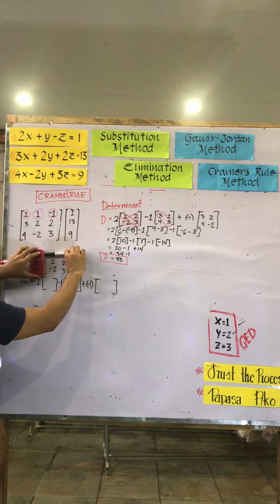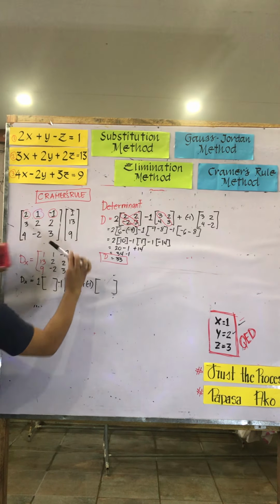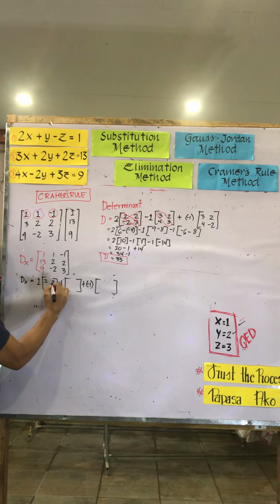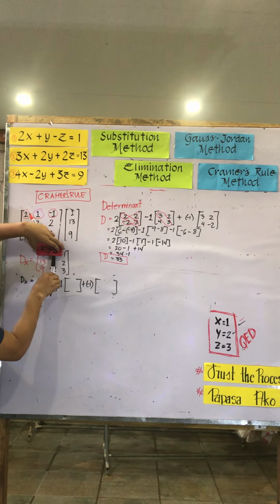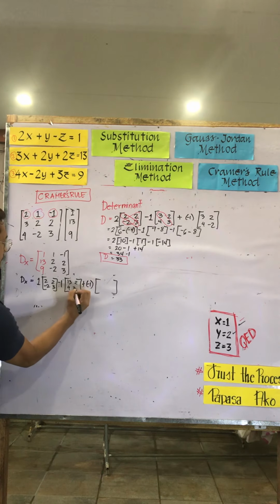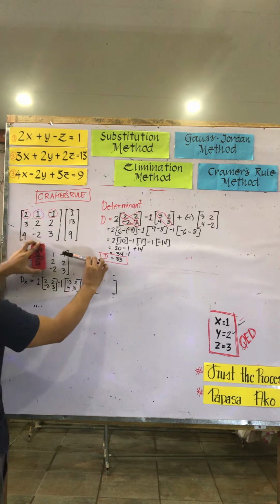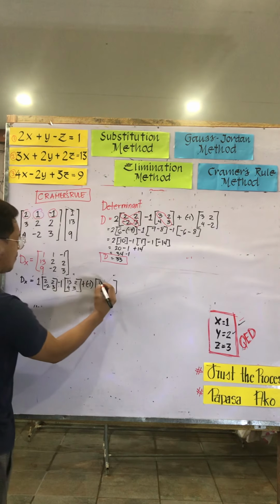For 1, located in the first row and first column, we have 2, 2, negative 2, 3. The next 1 is located in the first row, second column. Therefore, we have 13, 2, 9, 3. Then negative 1 is located in the third column and first row: 13, 2, 9, negative 2.